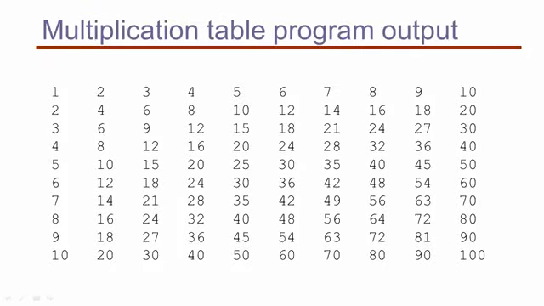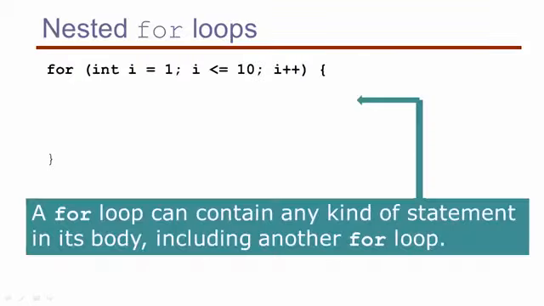Notice that there are 10 rows of data, and each row has 10 numbers that are printed. To get the columns to line up, we will print a tab character after each number as we print the numbers across the row. Let's start by writing a for loop that executes 10 times. Here, we have a loop that iterates i from 1 to 10.